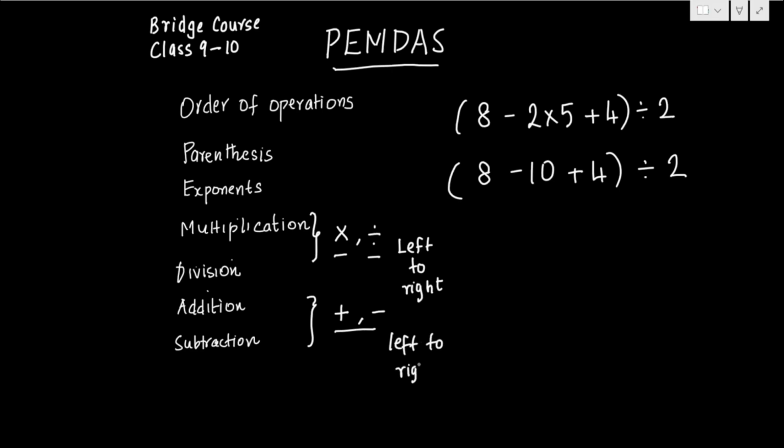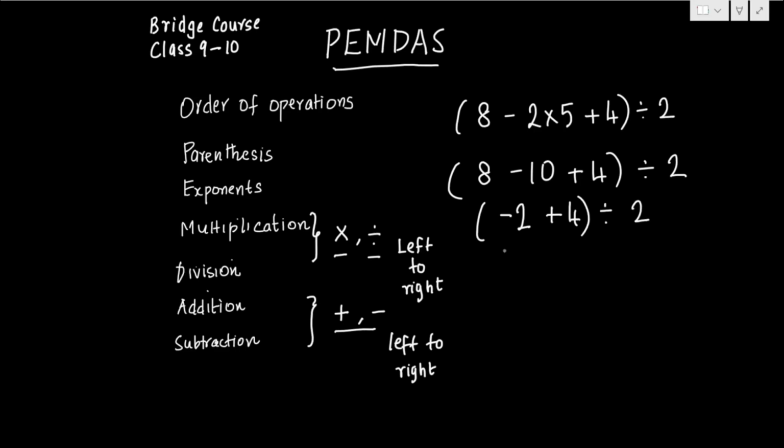So in the case above, we have 8 minus 10 plus 4 divided by 2. So you go from left to right. 8 minus 10 is minus 2. And then plus 4, just leave it like this. Put the brackets and divide by 2.